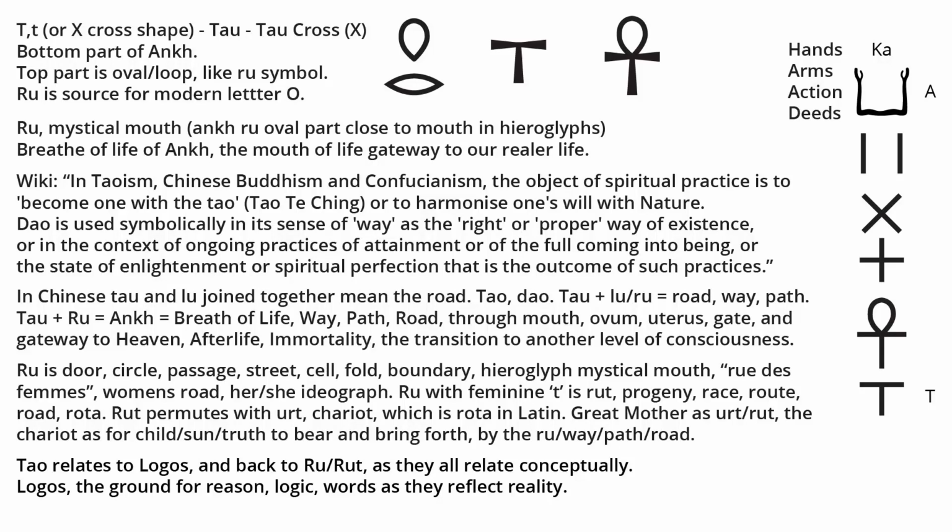So Tao is used symbolically in its sense of way, as the right or proper way of existence, or in the context of ongoing practices of attainment, or of the full coming into being, or the state of enlightenment or spiritual perfection that is the outcome of such practices. So it's all about evolving consciousness and becoming better people, but it's couched in pseudo-spiritual stuff as, oh, it's enlightenment, oh, spiritual perfection.